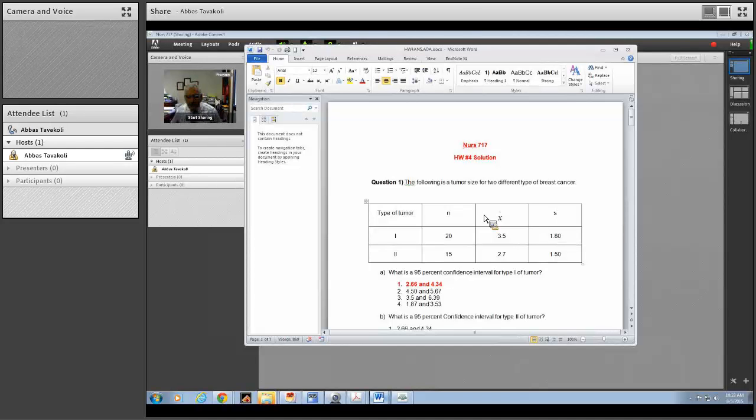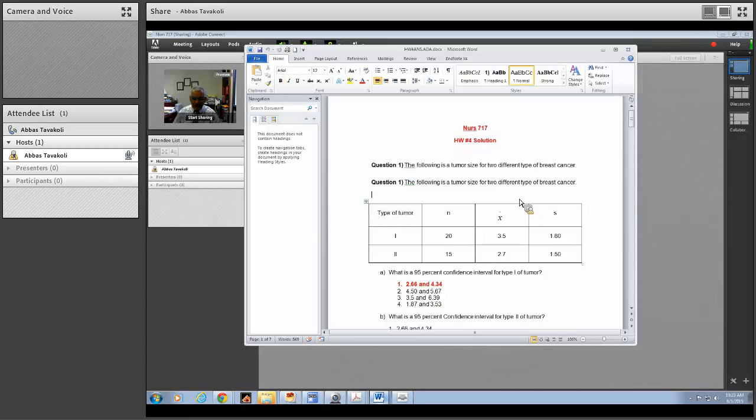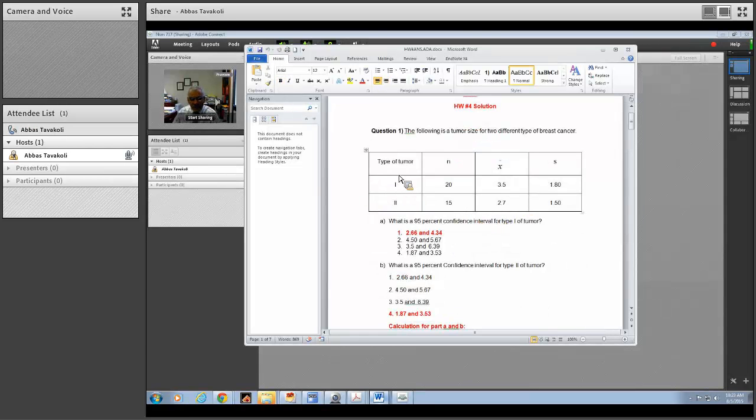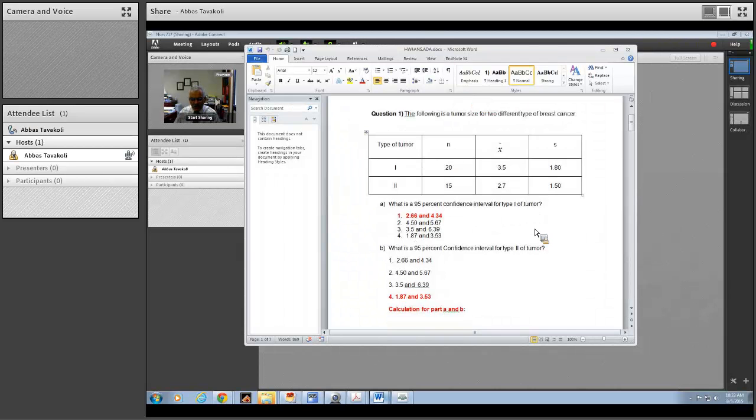So the first problem, we have tumor size for two different types of breast cancer, and that's the information you have from the sample. Again, X bar and S correspond to the sample. If you have mu and sigma, those correspond to your population. We have tumor type 1 and 2, with 20 patients for tumor type 1 and 15 for tumor type 2. I ask you, what is the 95% confidence interval for the type 1 tumor?